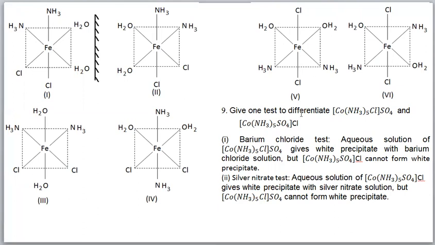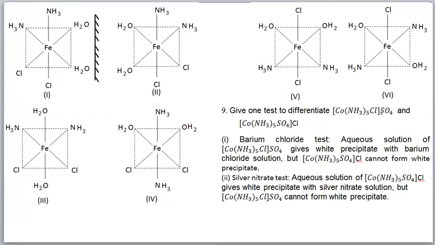Give one test to differentiate [Co(NH3)5Cl]SO4 and [Co(NH3)5SO4]Cl. You see these two. What is the difference? Here SO4 is outside the square bracket, or outside the coordination sphere. Here Cl is outside the coordination sphere. So this is ionization isomerism.